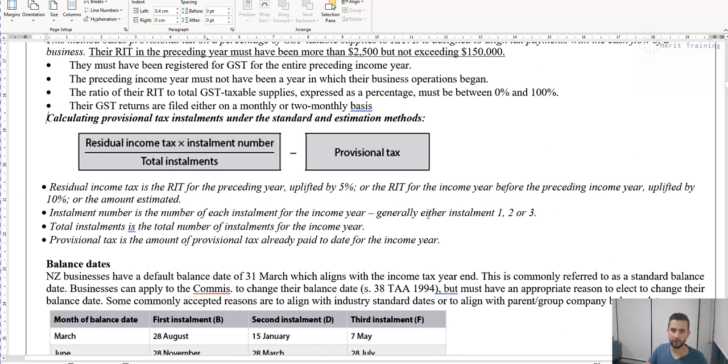So it's generally 1, 2, or 3. And then the total installments is the total number of installments for the year. So for example, if we're doing the second installment out of 3, we'd go times 2, divide by 3, because 3 is the total. And then finally, the provisional tax is the amount of provisional tax already paid to date for the income year. So each period, it's going to say, okay, times 1 over 3 minus provisional tax. So the first one's going to be 0. Then that's going to roll over into your provisional tax for the next run. So by the second installment, you're going to go residual income tax times installment number 2 over 3 minus the amount of tax you paid last time, and so forth.